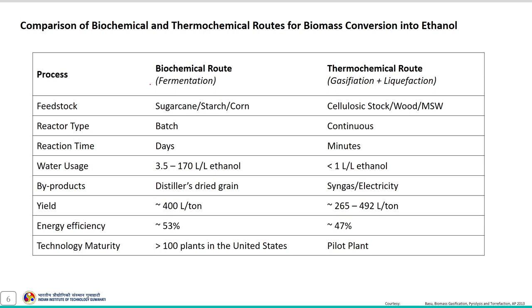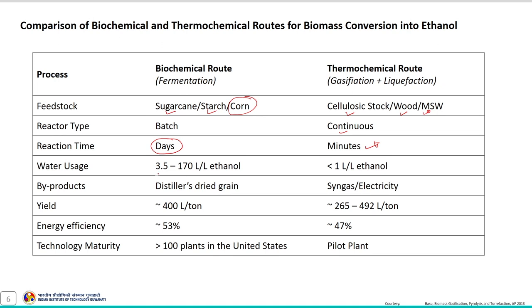In case of biochemical route, the feedstock includes sugarcane, starch and corn, whereas in case of thermochemical route, the feedstock includes lignocellulosic stock, wood or MSW. The reactor type here is a batch type reactor, used in the biochemical conversion process, whereas in case of thermochemical route, it is a continuous reactor. Reaction time is in days here, whereas the operation can be completed in minutes.